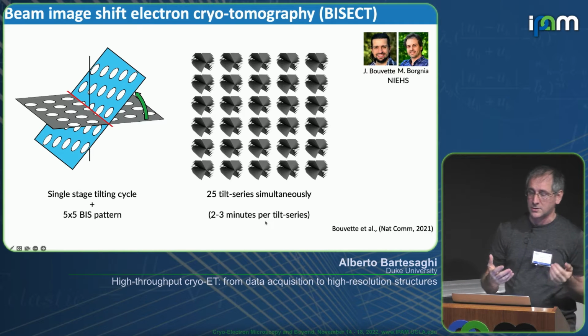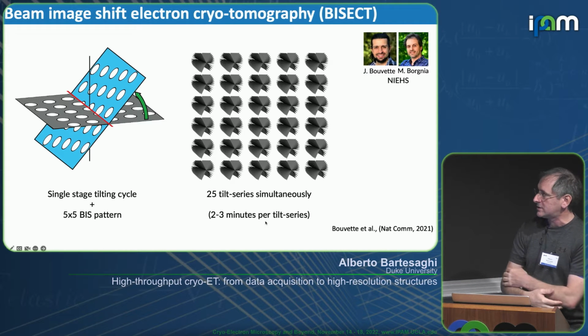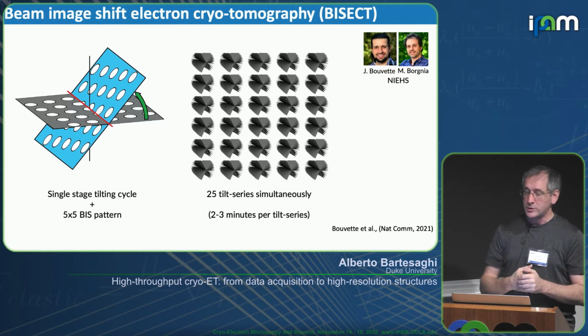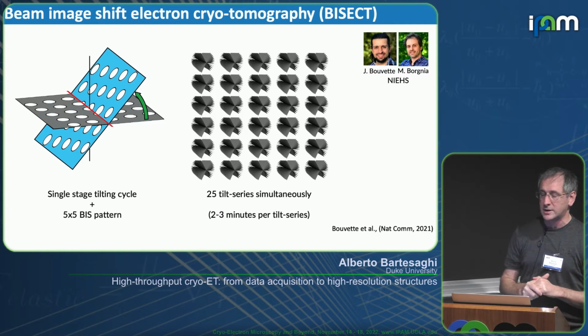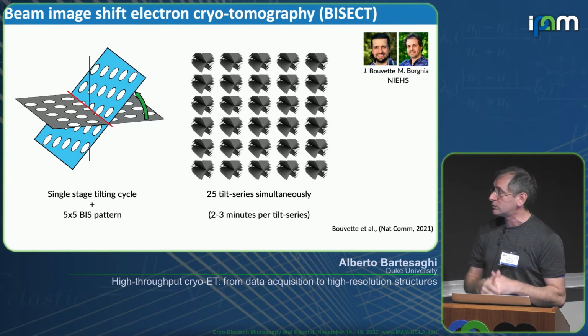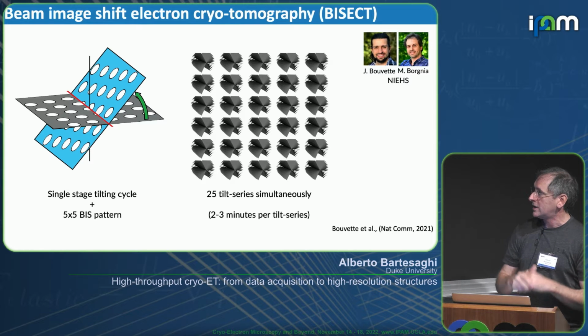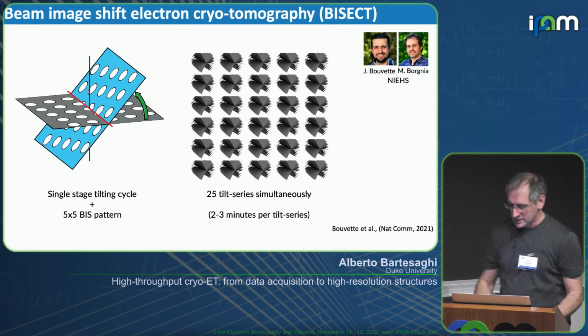But this is also a factor of 10 improvement in the speed of data collection, and we don't give up data quality, right? We can do this at very high magnification, and we can preserve all the high resolution information, and we can do this quickly.